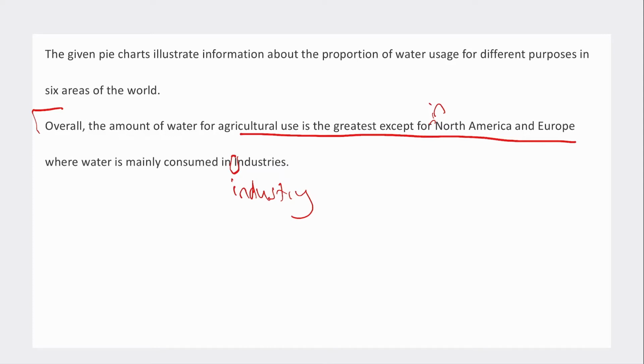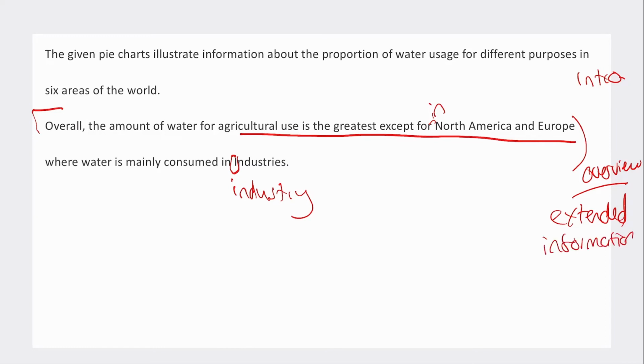So they do have an overview. They've got their overview here, and they've got their paraphrased intro sentence. So the overview, I think, could be extended a little bit and give me a little bit more information. I think it's a little bit short for an overview.